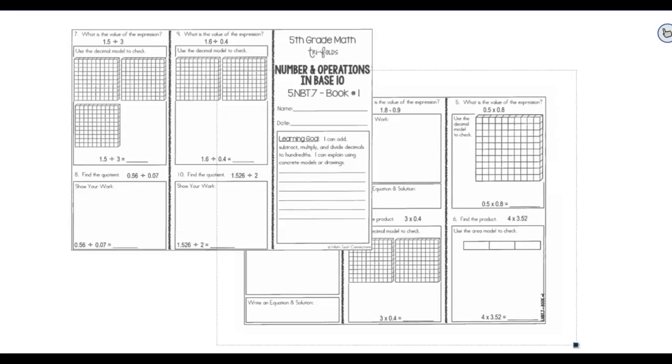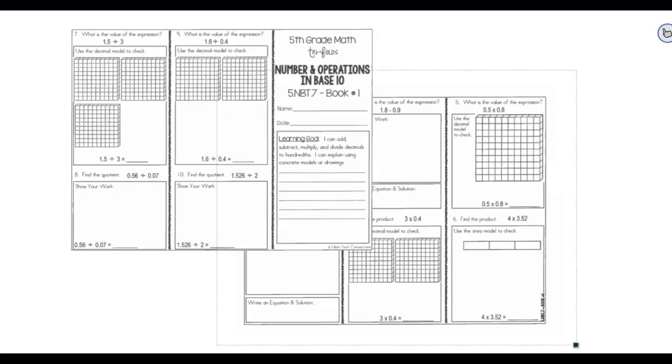Good morning, kiddos. Today we're going to start our review of the objectives that we covered this year, our standards. This is going to be a review that you're going to need to be able to go over during the summer right before you start sixth grade to help refresh your memory on the content that we covered.